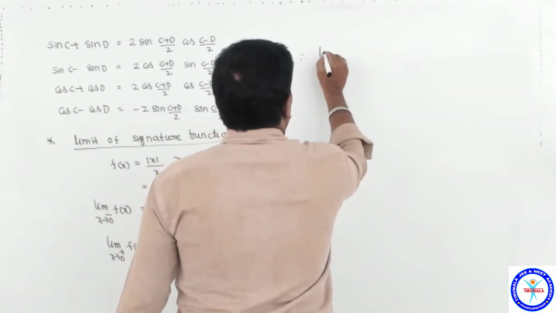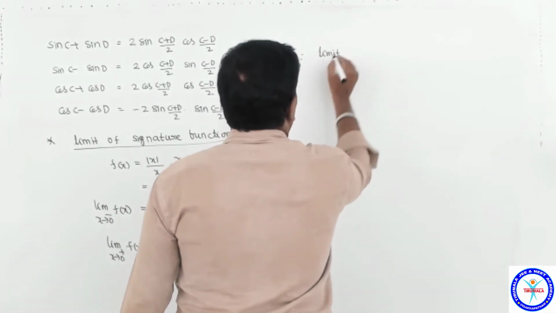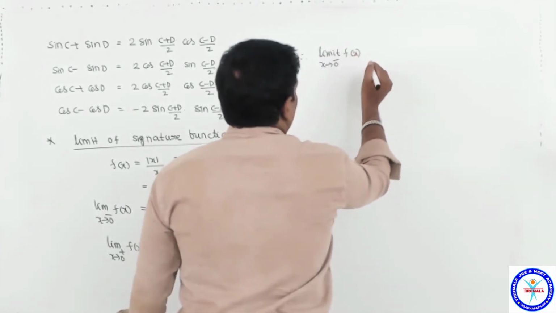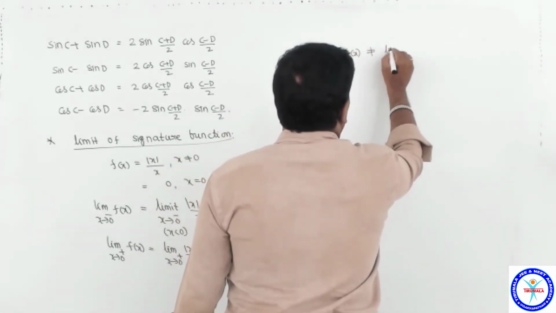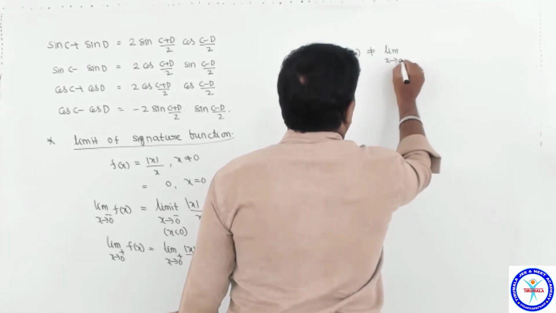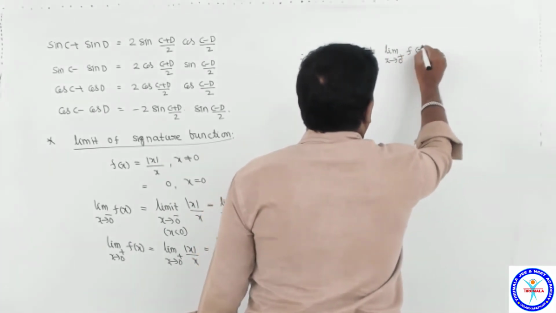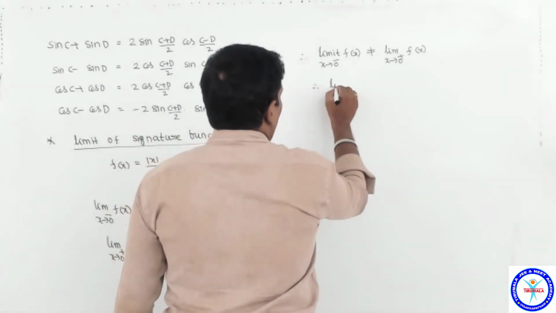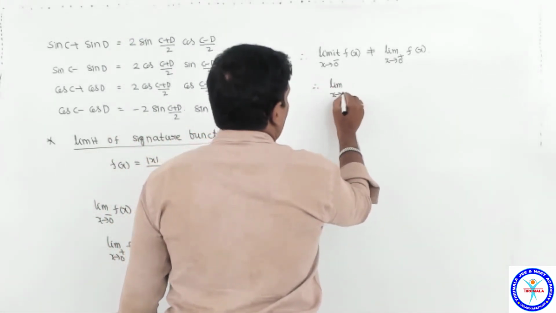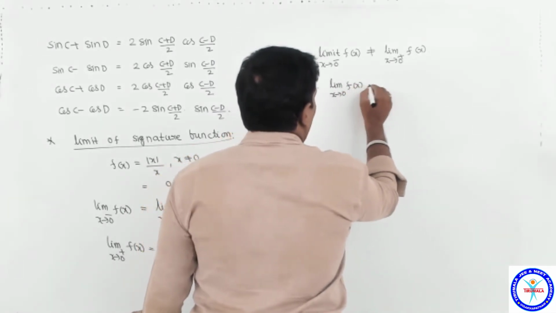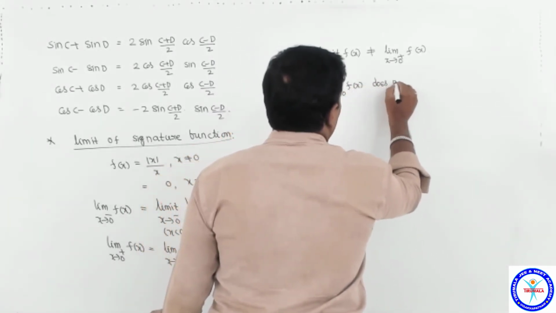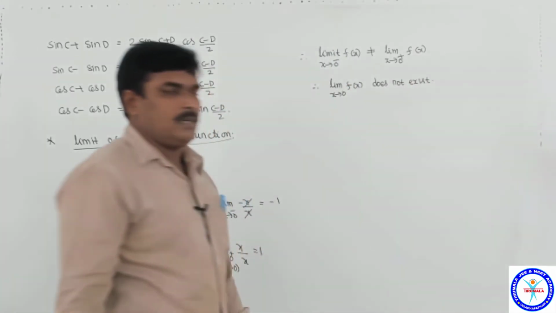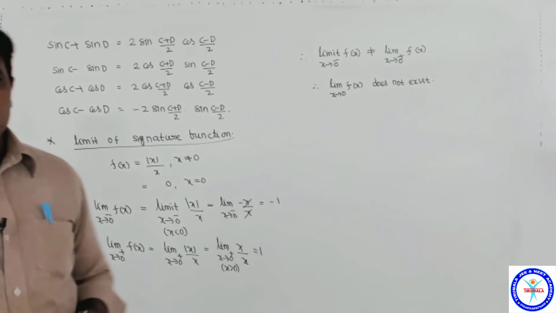Therefore, limit x tends to 0 minus f of x is not equal to limit x tends to 0 plus f of x. Therefore, limit x tends to 0 of f of x does not exist at 0. The limit does not exist at x equal to 0.